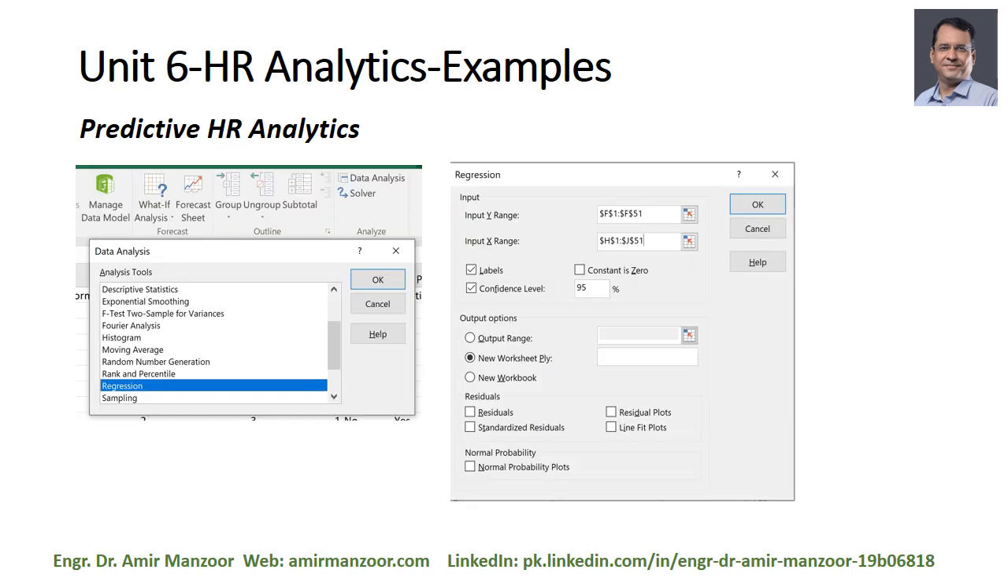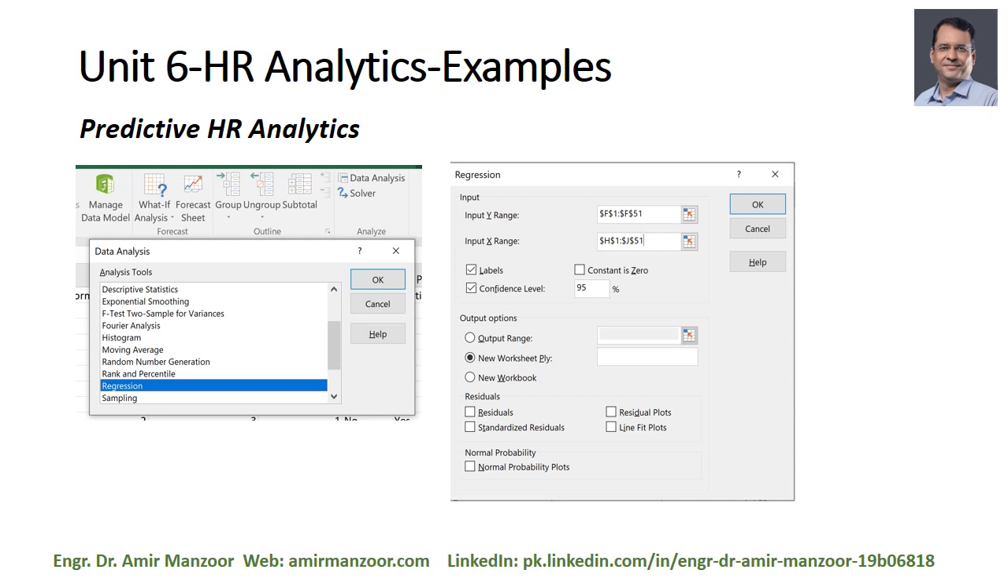Now, in order to perform the multiple regression analysis, I will once again access the data analysis button. And in the data analysis window, I will select the option of regression. Once I select the regression option, I will see another window called regression. In this window, I need to provide certain information in order to perform the regression analysis. The first information I need to provide is the input Y range. The input Y range refers to the data values of your dependent variable.